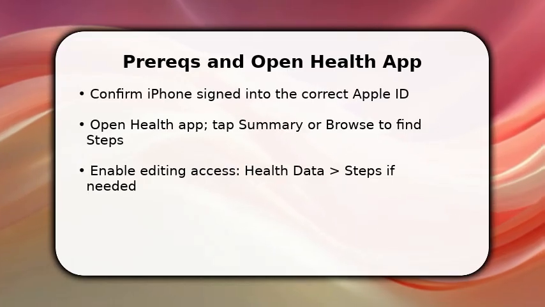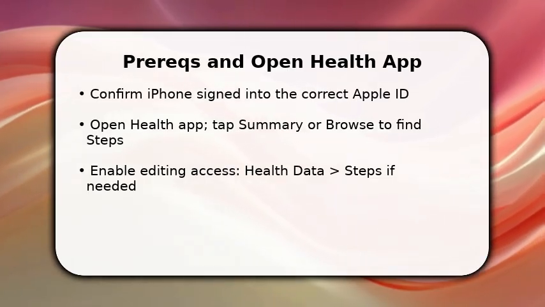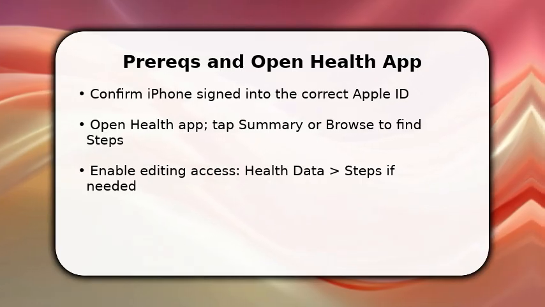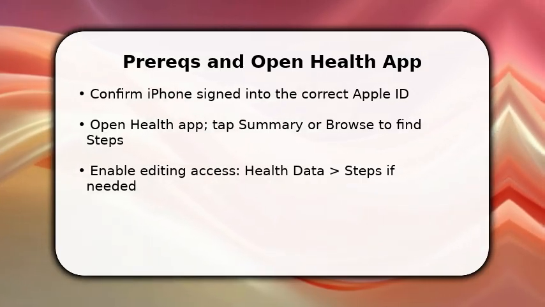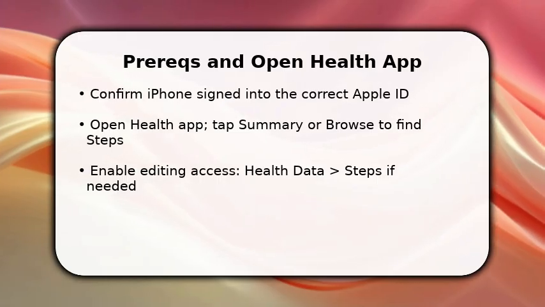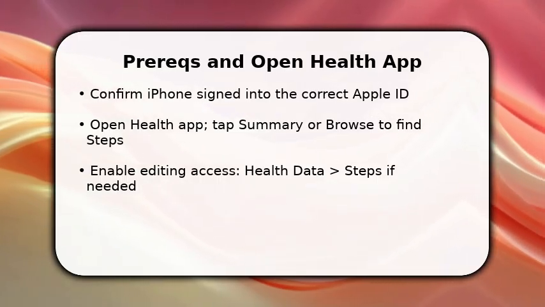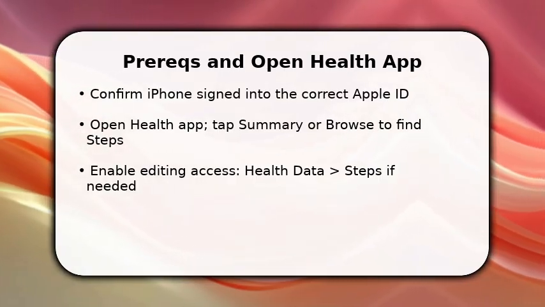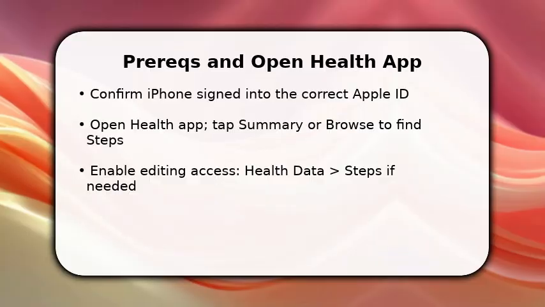You start by ensuring your iPhone is signed into the Apple ID that syncs your steps. Open the Health app and go straight to Summary or Browse to locate steps data. Once there, tap the steps entry to view daily totals and the timeline. Make sure Health has permission to edit data. Check Health data settings under Steps and confirm sources.